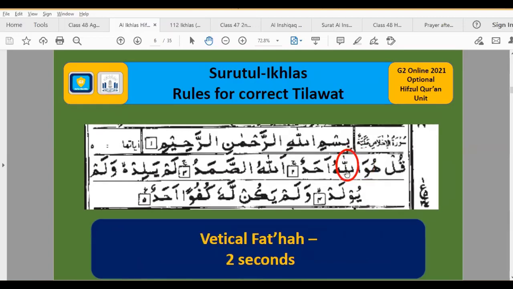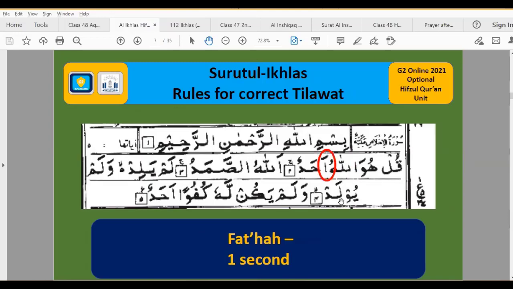So you also see that lam has a vertical fatha on it. Okay, now vertical fatha, we know that we have to pronounce it for 2 seconds. So it's really important that our timing is correct over here. Okay, so the lam mushaddad will join onto the vaw because that's the most recent mutaharrik letter, and we have to pronounce the vertical fatha as well.